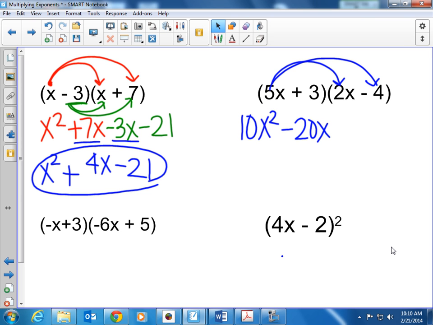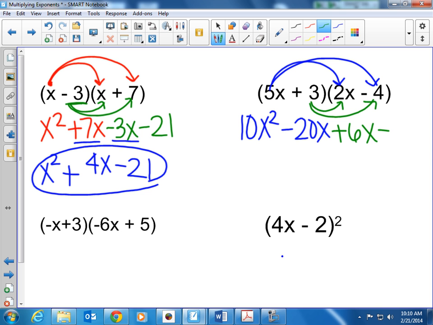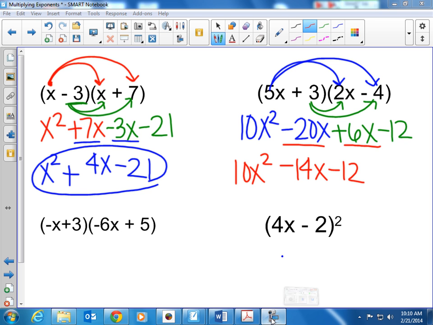What else do we have to distribute? The 3, where does it go? The 2x and the negative 4. 3 times 2x is 6x. 3 times negative 4, negative 12. What do we do next? Combine like terms. Negative 20x plus 6x is negative 14x. And then I write everything else that didn't get combined with anything. Okay, next example. Press pause and I want you to see if you can get it and then play back.